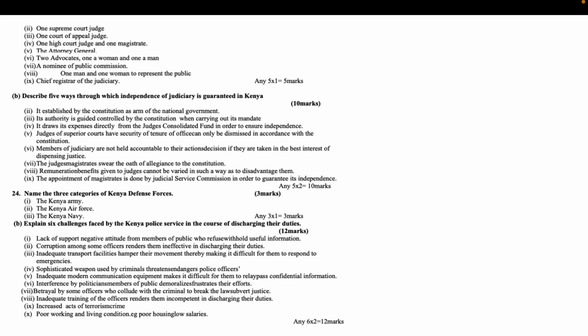B. Explain 6 challenges faced by the Kenya Police Service in the course of discharging their duties. 12 marks. Lack of support and negative attitude from members of the public who refuse to give useful information. Corruption among some officers renders them ineffective in discharging their duties. Inadequate transport facilities hamper their movement, thereby making it difficult for them to respond to emergencies. Sophisticated weapons used by criminals threaten and endanger police officers.